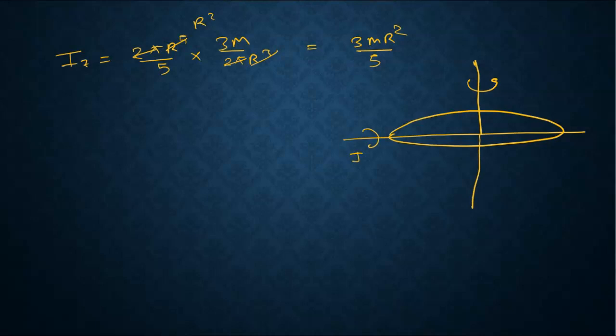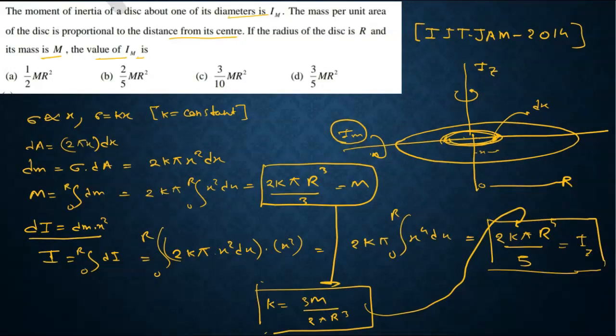So you can say, let's say this is Im, this is Iz. So from perpendicular axis theorem, you can easily say that Iz equals 2 into Im. So Im equals Iz by 2, that is equal to 3 r square by 10. So option C is the correct answer.